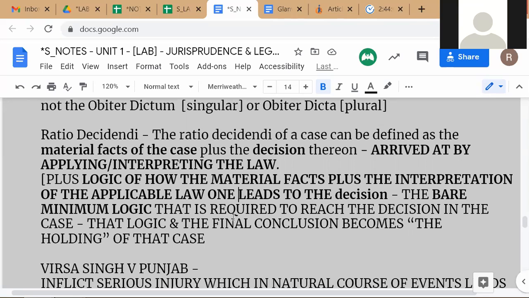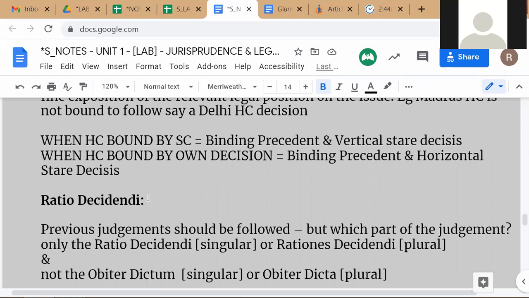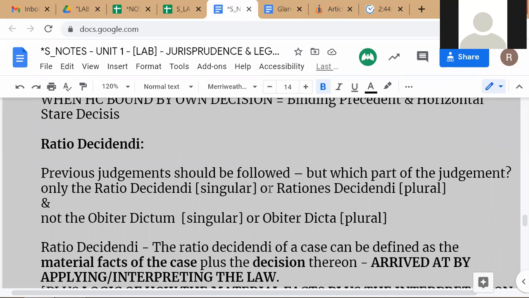Okay, but if you wanted to bring that debate into this aspect also, if you want to talk about ratio decidendi, the question of ratio decidendi arises in the context of stare decisis. Stare decisis says that you should be bound by your previous decisions, either vertical stare decisis or horizontal stare decisis. That is the context in which ratio decidendi becomes relevant, because then you start asking, I should be bound by my decision, but which part of the judgment? Is it the whole judgment, or only the ratio decidendi, leaving aside the obiter dictum, which is not part of the ratio decidendi?